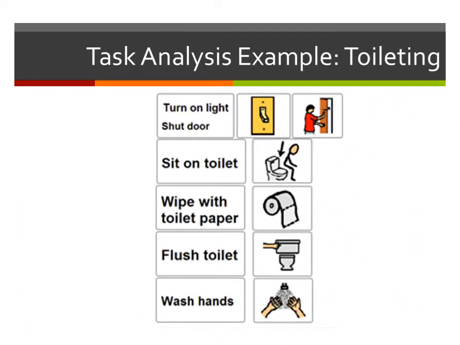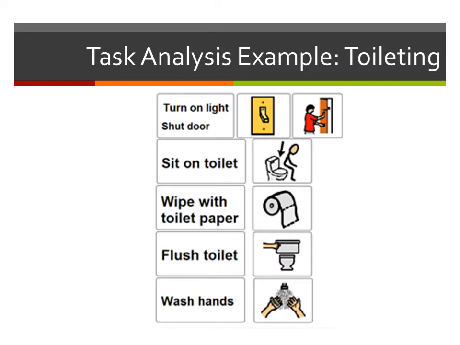Now that we have talked so much about task analysis, let's look at some examples. This is a very basic example of a task analysis for toileting. Turn on the light, shut the door, sit on the toilet, wipe with toilet paper, flush the toilet, and wash your hands. Pictures were included in this, and often they are.